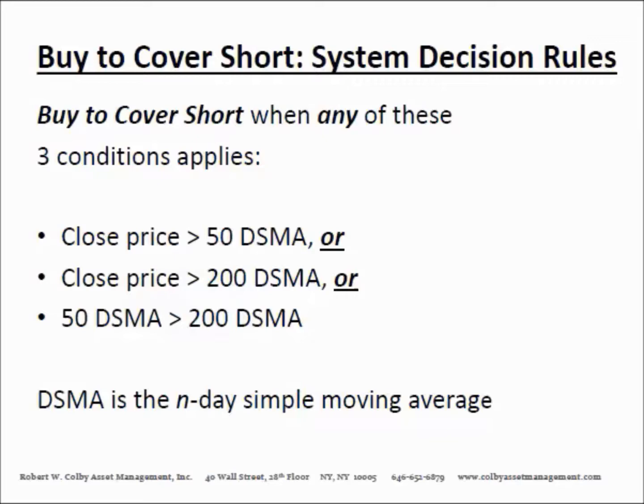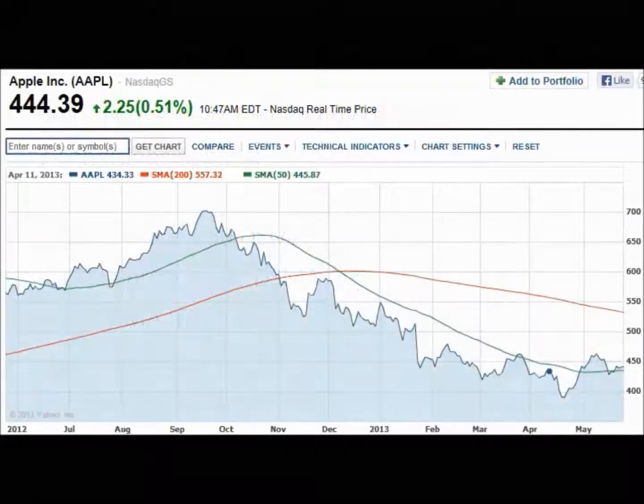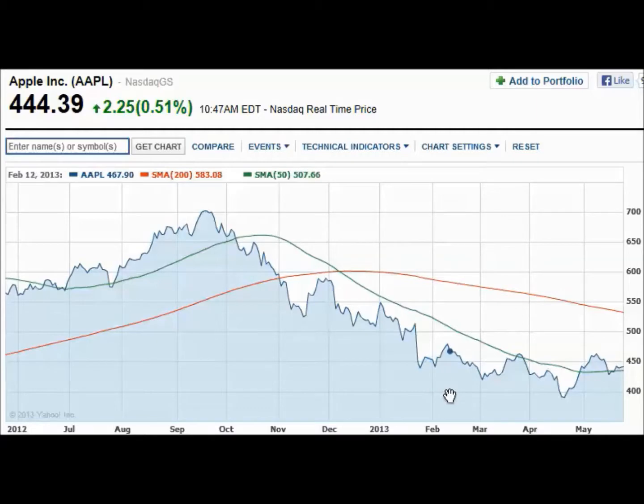That's a major signal. We'll talk about that later. If any one of these three conditions apply, you buy to cover short, or if you used an inverse ETF, you would sell the inverse ETF. So looking at Apple again, we need to get out of our short position. We're looking to buy to cover short, and this happens right here when the price closes above the 50-day simple moving average, but then you see it falls right back down below, and that's a signal to sell short again.